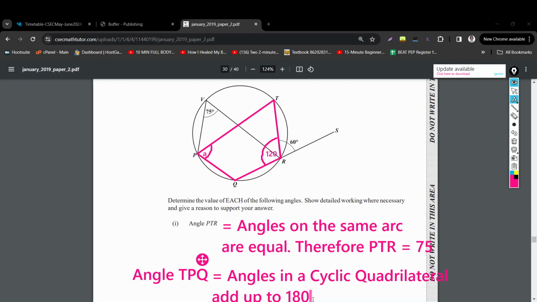So what we're supposed to end up getting is 120 plus A is equal to 180. If we work that out, A is going to be equal to 60 degrees. So that's the answer for that one. For PTR the angle is 75, but for TPQ the angle is 60 degrees, because A plus 120 here is supposed to give us 180, right? So that's the answer for that one.